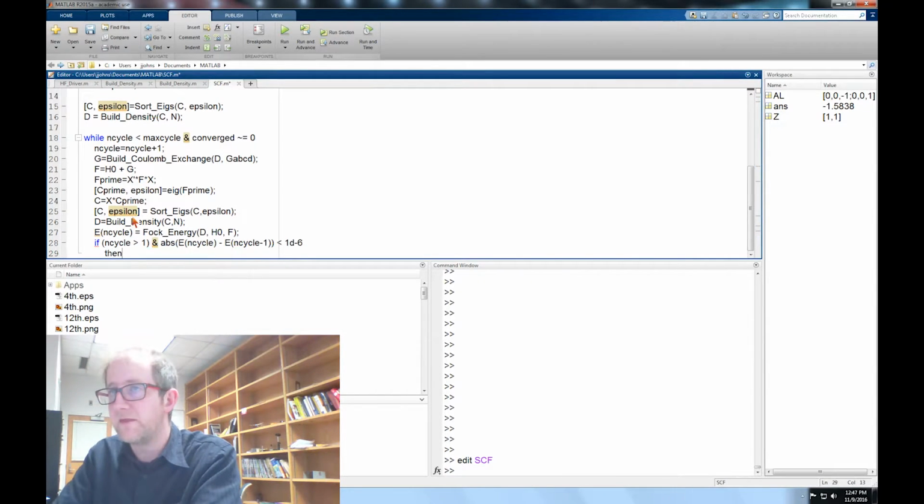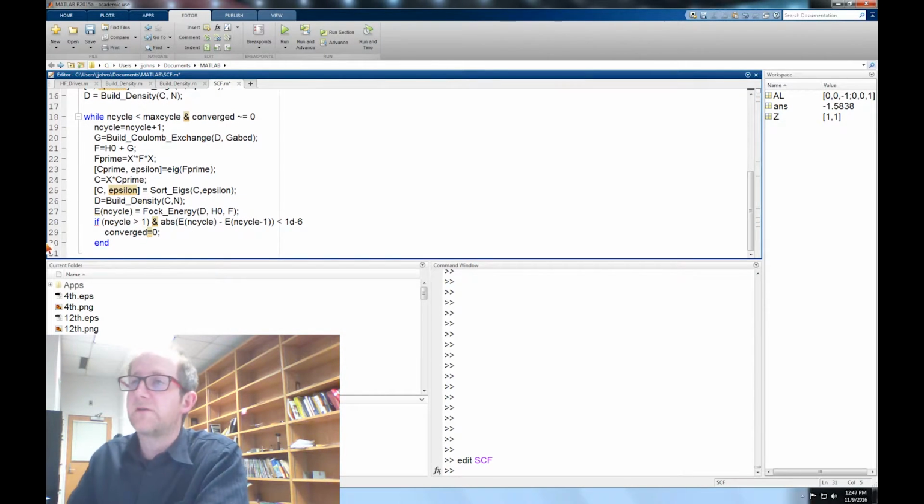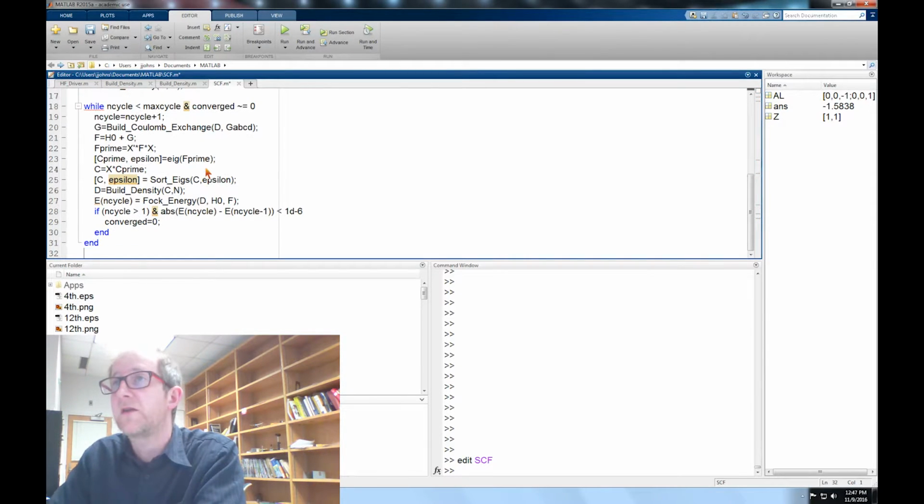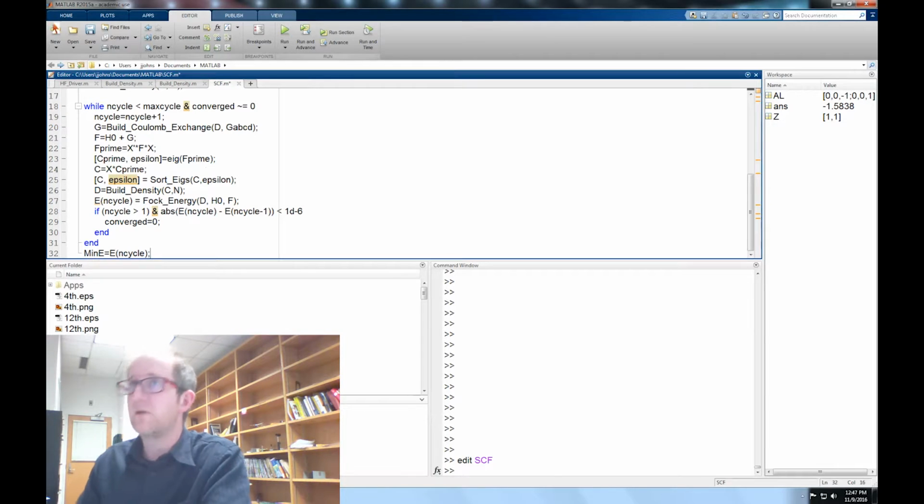Then converge equals 0. So we get through this. If our energy hasn't changed from the last one, we're going to say that we're converged, and we'll exit this while loop. Another end on the while loop, and then we can say min E equals E in cycle. That will be our minimum electronic energy. The only thing left that we'll need to add to that is our nuclear repulsion, which we still haven't accounted for yet. Let's save this.